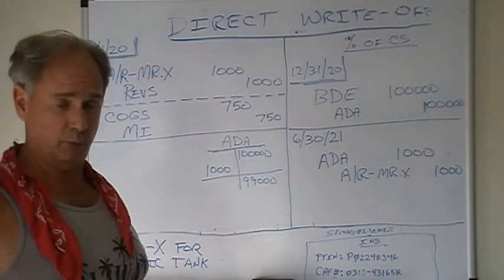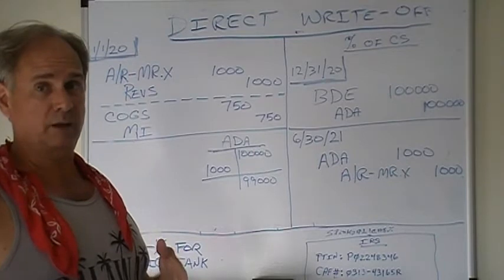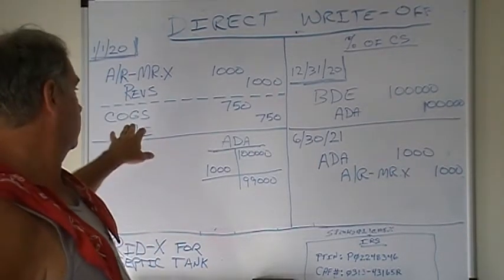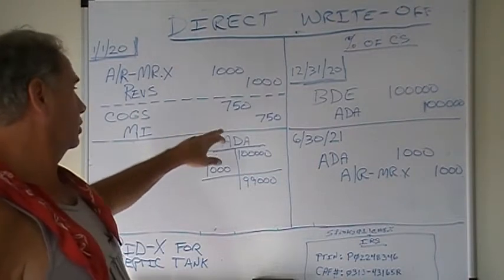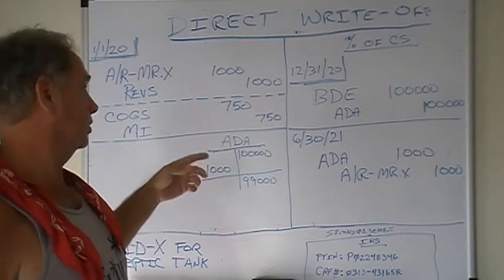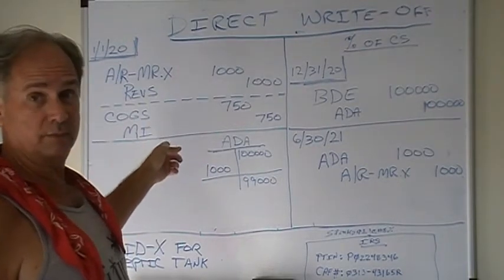Now, like I have pointed out before, I also have to recognize my costs. Okay, so I debit cost of goods sold for $750, and I credit merchandise inventory for $750. And remember, that's an adjusting entry. That's essentially a deferred expense.